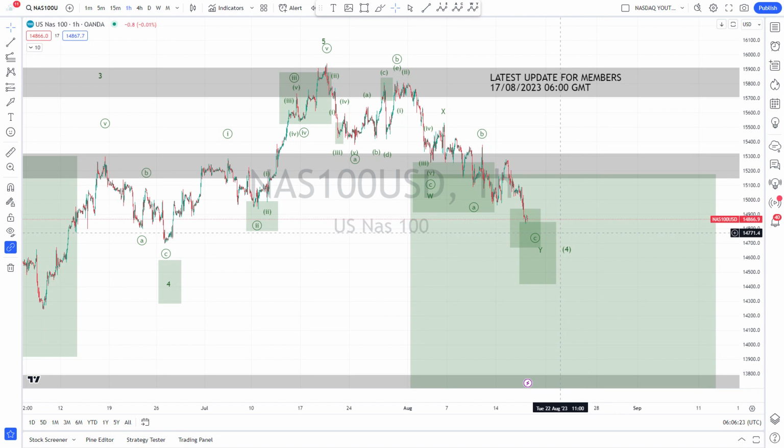So this is what I see for today. Entries for a long trade, but be careful. Do your risk management, because, like I said at the beginning of the video, it might also be a trap.